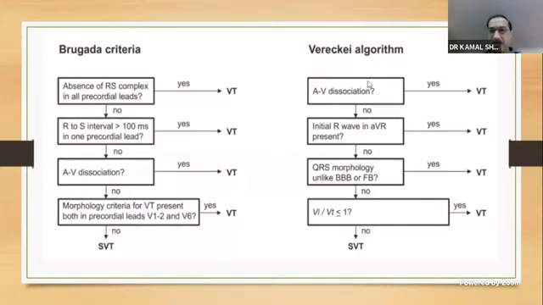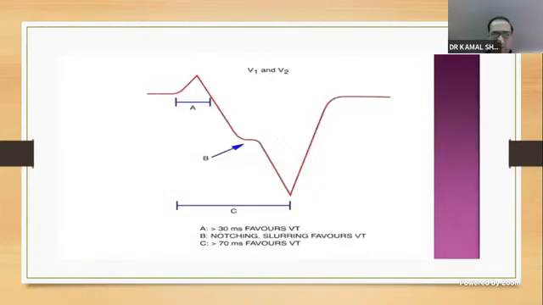So Vereckei criteria is again AV dissociation you look at first. This is what we classically learned. So if you look at AV dissociation and it's present, it's a VT. Initial R in aVR present, then again it's a VT. You look at the QRS morphology, which is unlike bundle branch blocks, again a VT, and you have the intrinsicoid Vi over Vt less than 1, then again it's a VT.